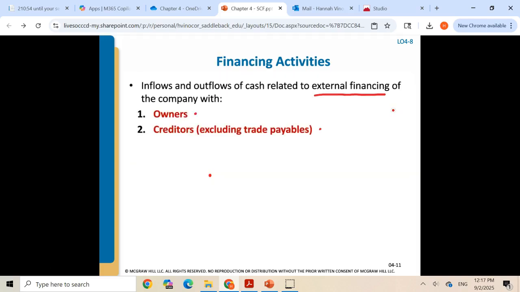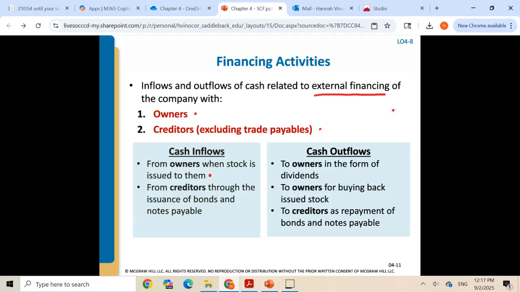Let's move on to financing activities, and those relate to a cash inflow and outflow of external financing with our owners or creditors. And it says excluding trade payables. Trade payables is accounts payable. So that's part of our operating activities, and that's also a current liability. So we're not going to analyze current liabilities for financing activities.